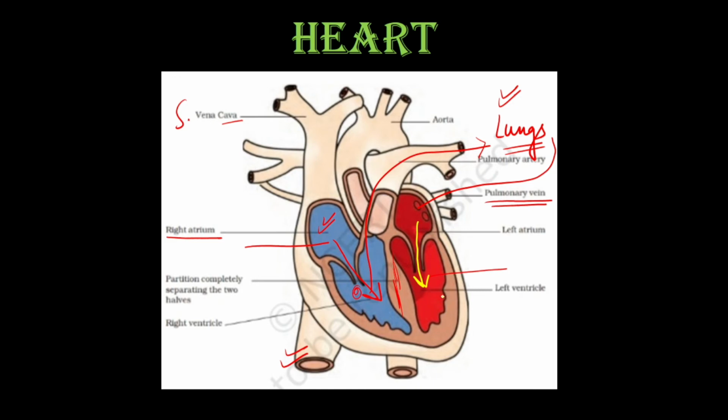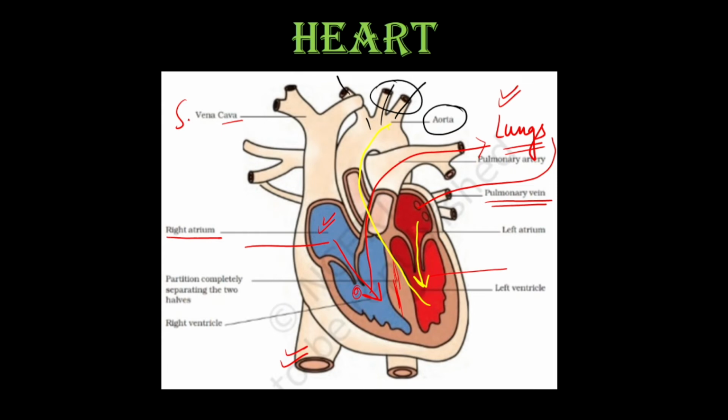Now this purified blood from left ventricle goes to the aorta. This is also an artery, or you can say a modified version of artery, which takes away the oxygenated blood from the heart to various organs with the help of these normal arteries, right? And in this way, the flow of blood takes place.